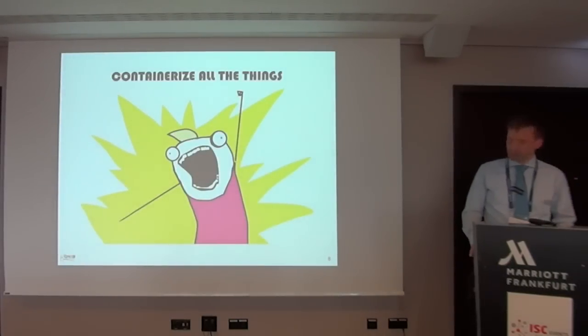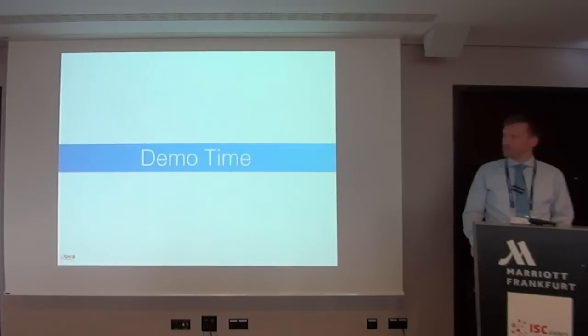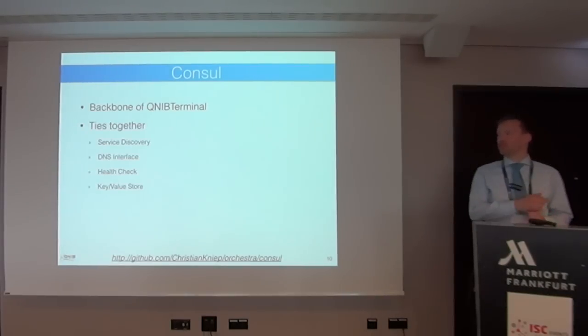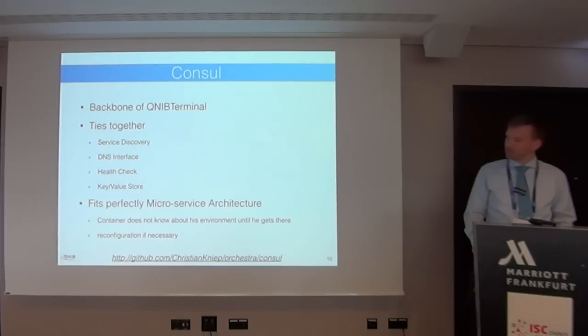Okay, so I containerized all the things, and the first component I'm using heavily now is Consul. Who's familiar with Consul? Good. Consul is basically the backbone of my container environment. It ties together service discovery, the DNS interface, health checks like Nagios, and is a key-value store as well. And this is quite fun. I will give a short demo now.